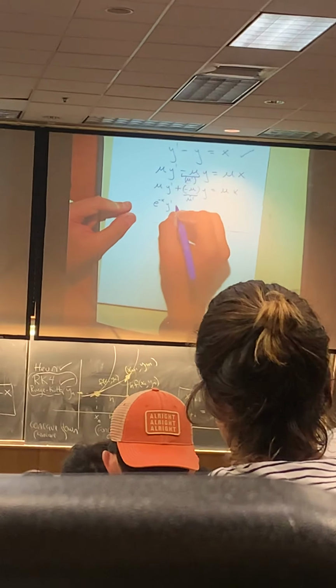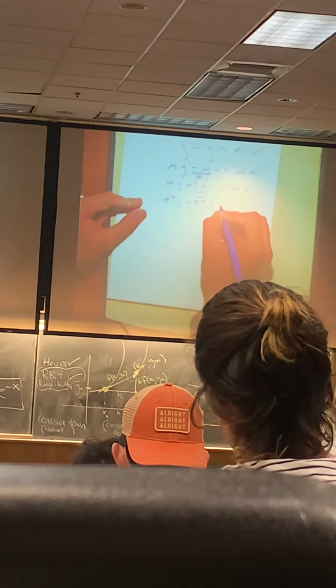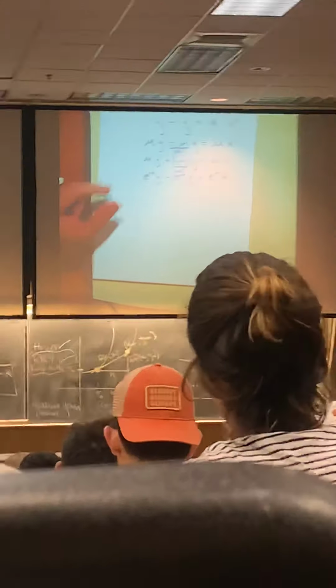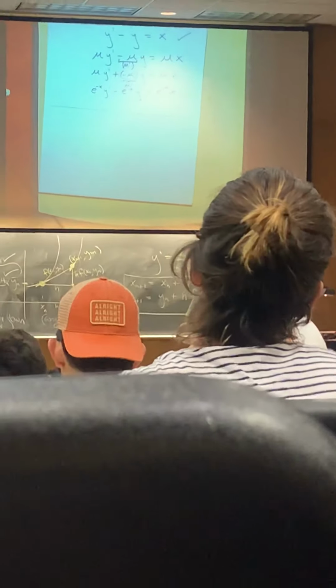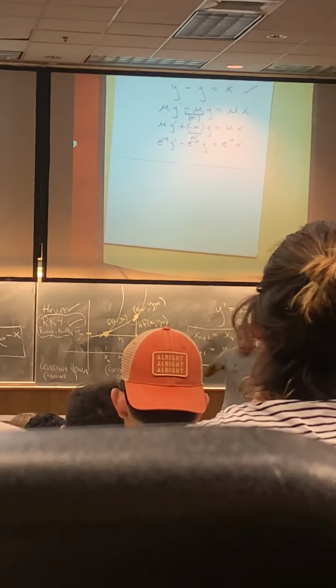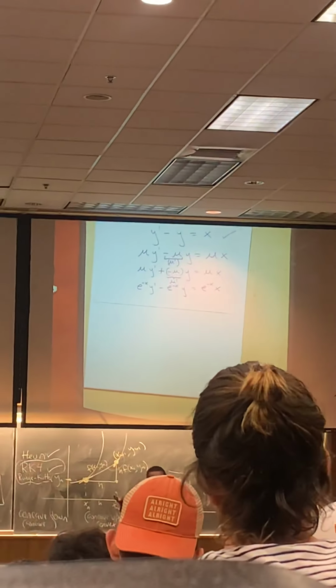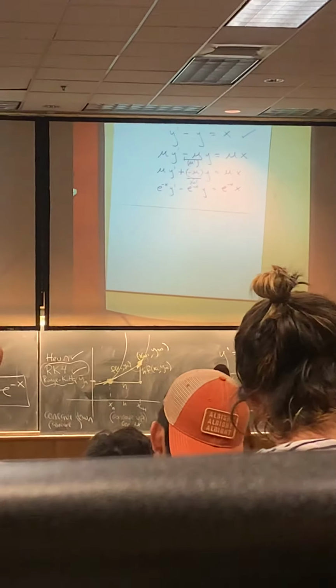You get minus e to the minus x y equal to e to the minus x times x. Can you see that the product rule got fulfilled? If you look at it, y prime times e to the minus x, then you take the derivative of e to the minus x, which is minus e to the minus x, and then you get the y left alone. Okay, well, that is a product rule.